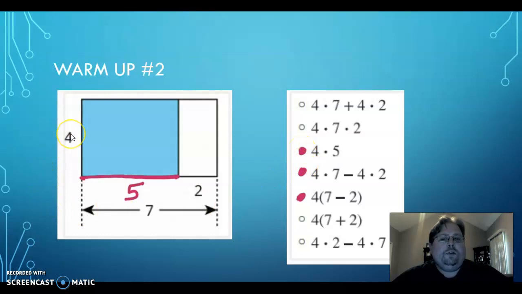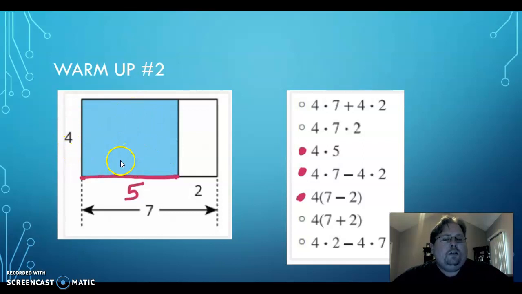We could also do 4 times 7, which is the area of this whole large rectangle, and then subtract 4 times 2, which is the area of the unshaded part. So if you take the entire rectangle, find the area of that, and then subtract the area of the unshaded part, it will give you the area of the shaded part.